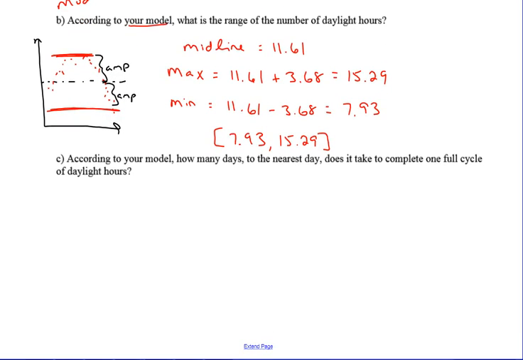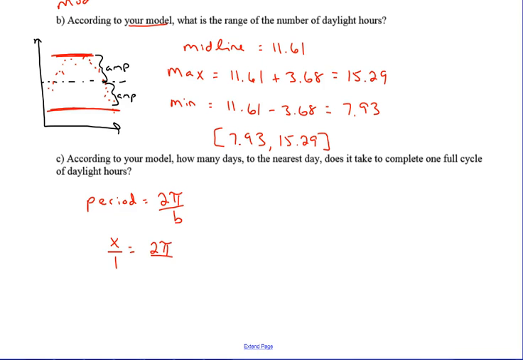Okay, in part C it says according to your model, so again according to the function, how many days to the nearest day does it take to complete one full cycle of daylight hours? Remember, completing one full cycle is the period. And the period is 2 pi over b, over the frequency. So we want to know how long it takes to complete one full cycle. That's the period. We're looking for the period, how long it takes to complete a cycle, equals 2 pi.